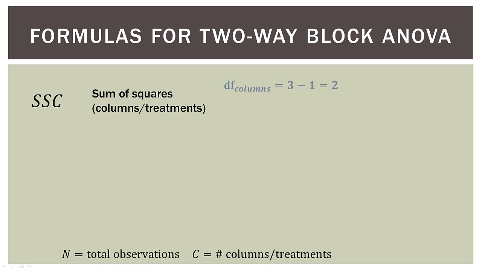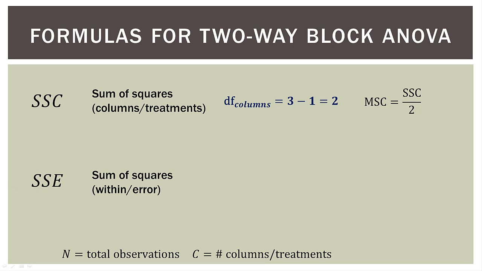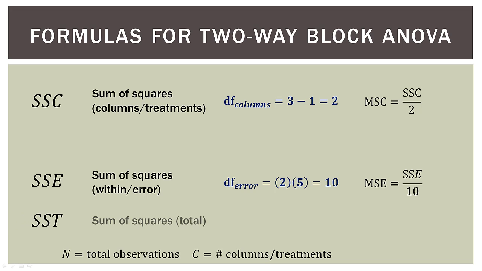SSC, sum of squares of the columns. So degrees of freedom are 3 minus 1. That's C minus 1, which is 2. So in the end, we'll have SSC divided by 2. That'll be our mean square columns. For SSE, remember that's 2 times 5, because 2 is our degrees of freedom for columns, and 5 would be our degrees of freedom for blocks. So 2 times 5 is 10. So MSE, the mean square error, is SSE divided by 10.